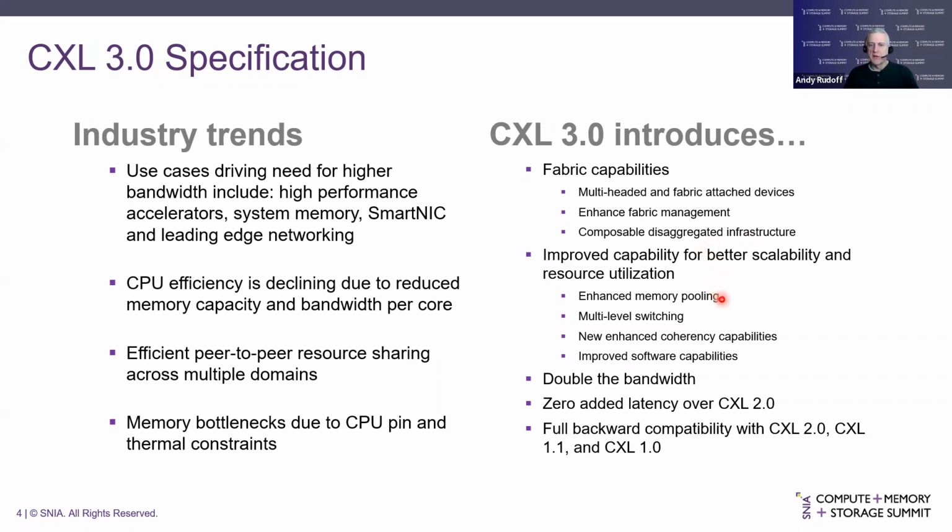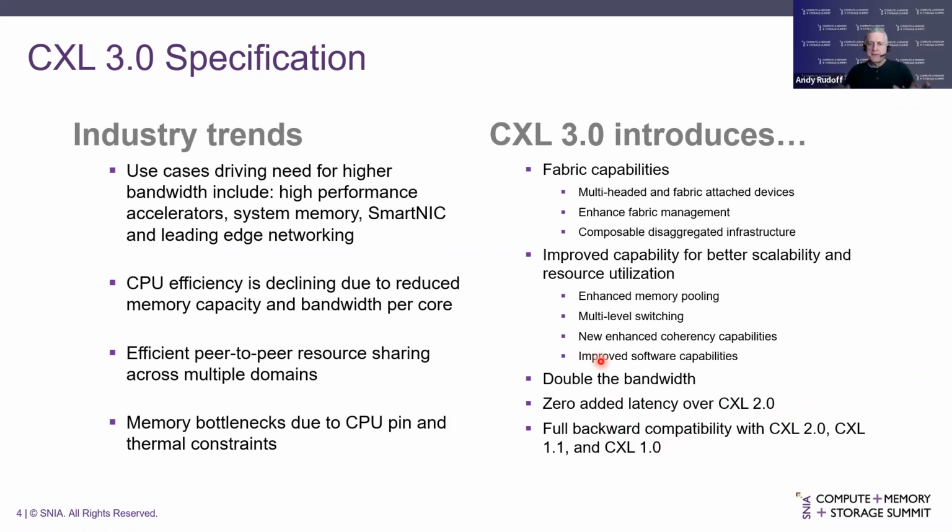You're going to hear me talk a lot about things like memory pooling, more complex switching topologies, new cache coherency capabilities. I'm actually particularly excited about that. You'll see why when we get to it, and the things that software can do to leverage this. CXL 3.0 doubles the bandwidth that you could build with CXL 2.0, but zero additional latency has been added over 2.0. And like all CXL specs, it's backward compatible with the previous specs that were released.